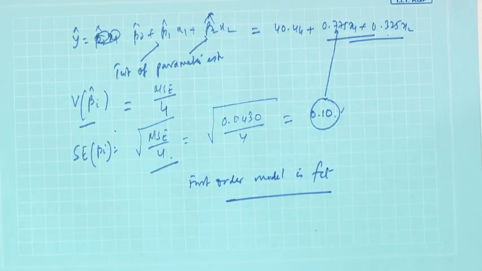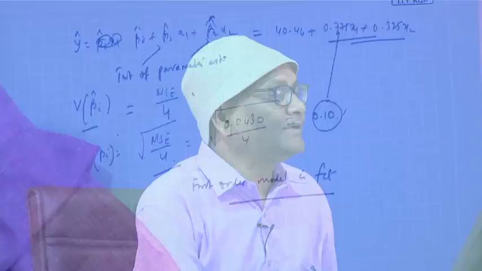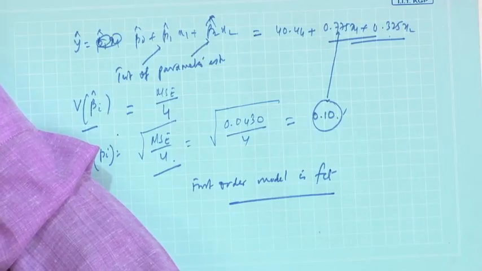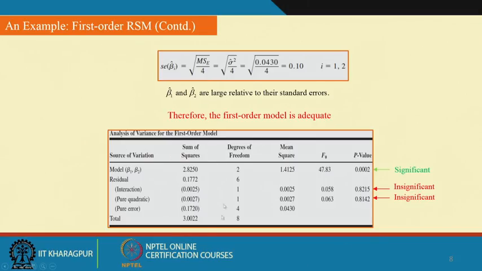Okay. So, the first order model is fit. Now, this is your ANOVA table. I will not discuss ANOVA further, because you all know the ANOVA model is significant and the residual is this much, and there are interaction insignificant, pure quadratic insignificant, and pure error is 1720, that you have seen earlier. So, total is this, and this ANOVA table also gives support to the first order model is fit.